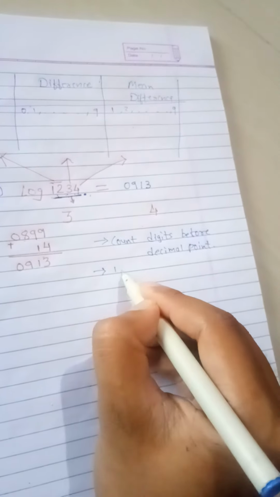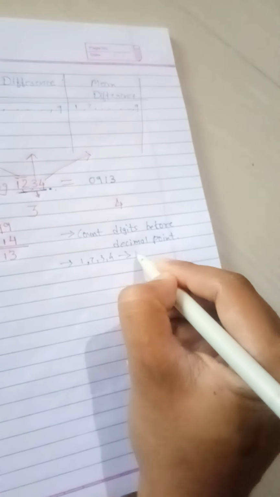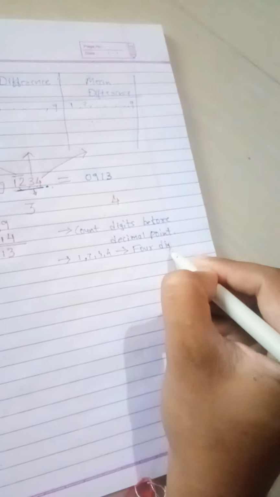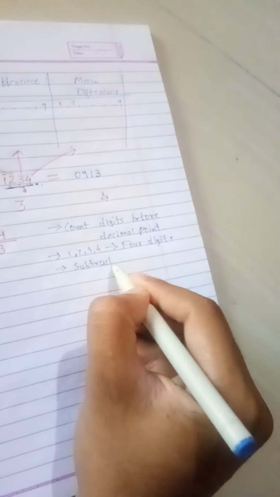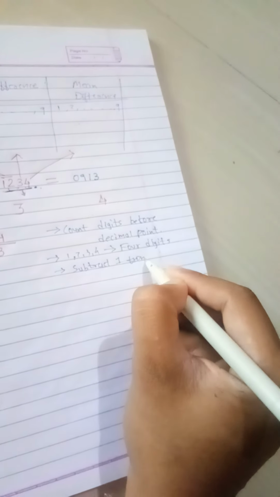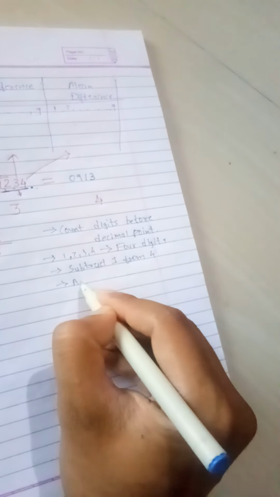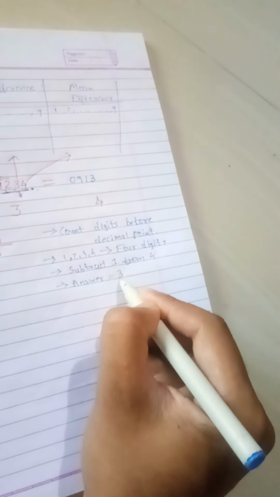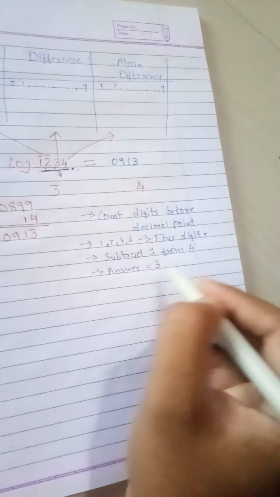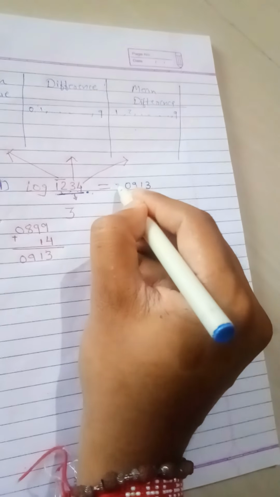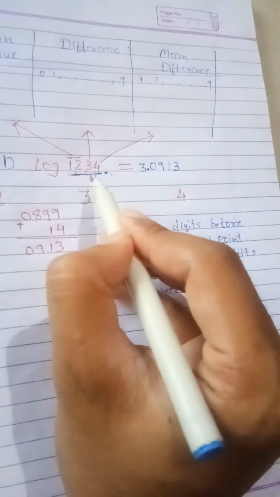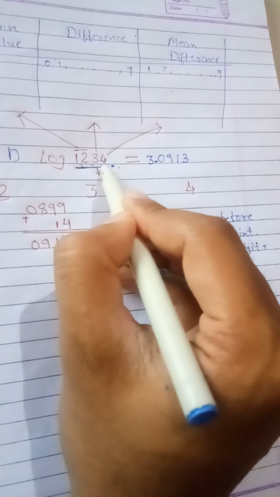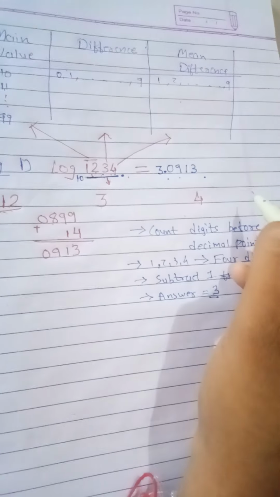Here in this example, 1, 2, 3, 4. 4 digits are there. Subtract 1 from 4, so your answer is 3. So now put this 3 here and put a point. So you get log of 1234 is 3.0913, whose base is 10.